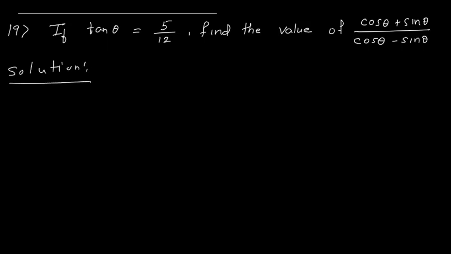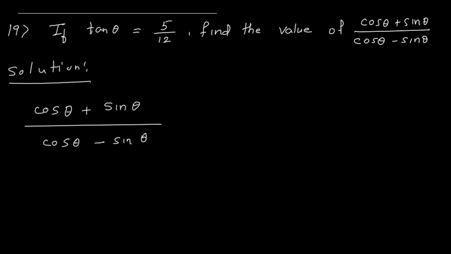Here it is asked to find the value of (cos theta plus sin theta) whole divided by (cos theta minus sin theta). Now one way is that tan theta is given, so I will first find the values of sin theta and cos theta, and put those values in this expression. Another way is to divide the numerator and denominator by cos theta, so I get the expression tan theta in numerator and denominator, and the value of tan theta is given. So it is easy to solve this problem by dividing numerator and denominator by cos theta.